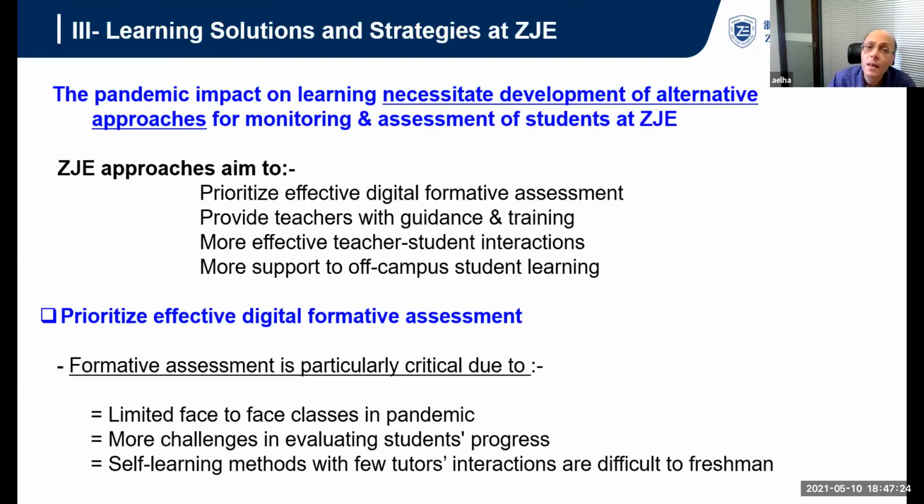So let us now talk about the solutions and strategies which we followed as ZJE to face these challenges. The pandemic impact on learning necessitates the development of alternative approaches for monitoring and assessment of students as ZJE. And these approaches aim to prioritize effective digital formative assessment, to provide teachers with more guidance and training, to provide more effective student-teacher interaction, and also to provide more support to off-campus students.